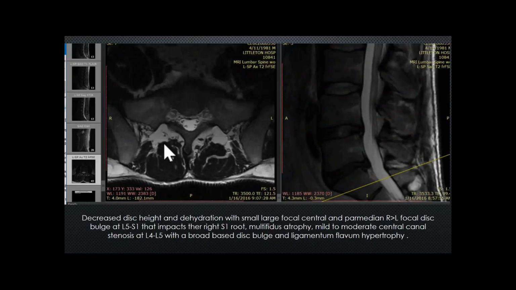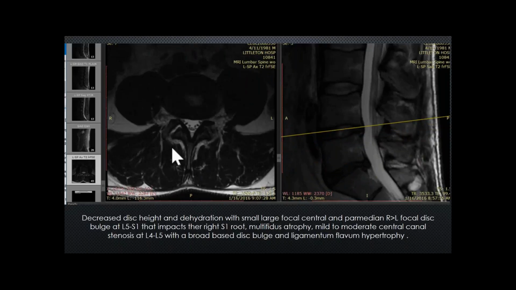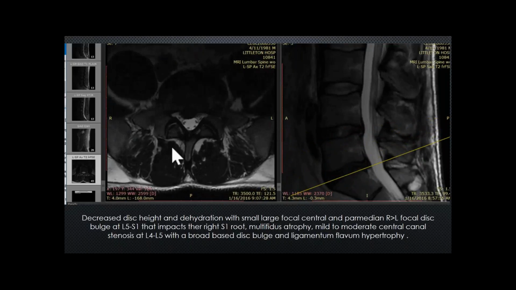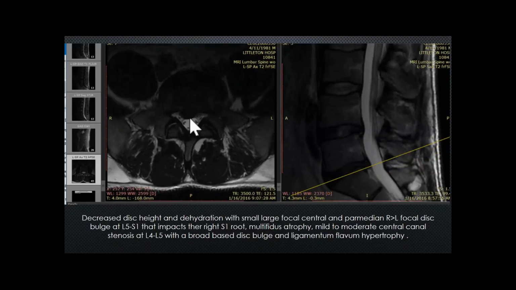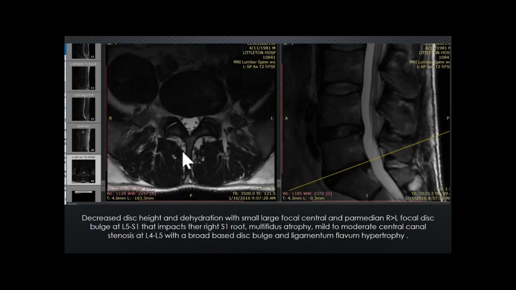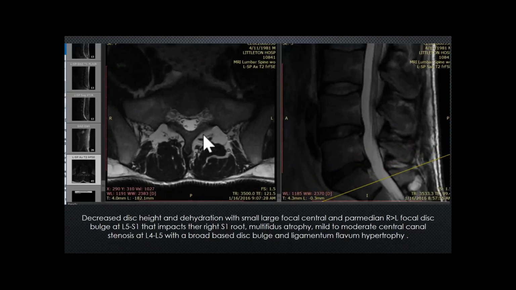And as far as multifidus is concerned, we've got just a little bit of atrophy here at L5-S1, but not as severe as you might think it could be. But again, if we looked at that disc bulge, which is right there, it could be affecting bilateral S1 roots, because you don't see muscle dropout only on that right side. So that's really most of what's on this particular MRI.